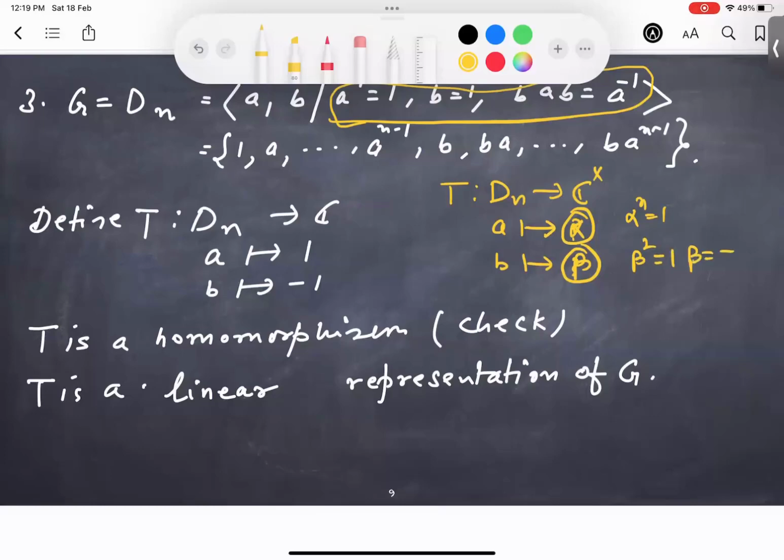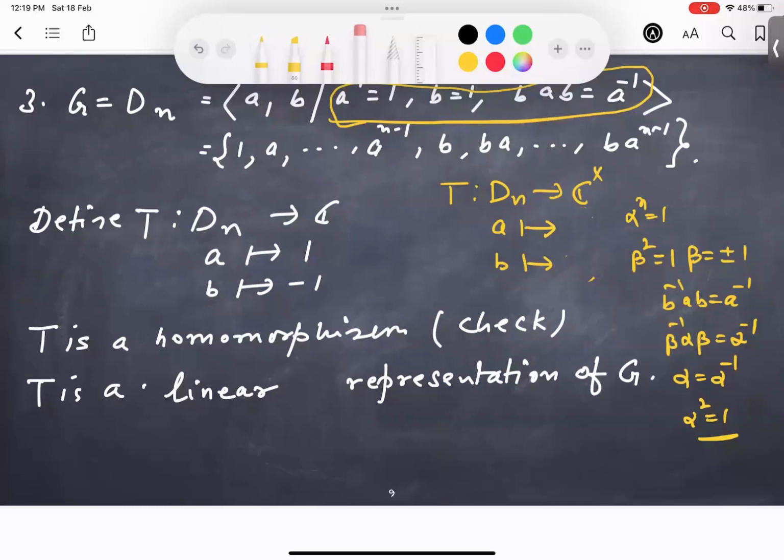But then the other relation, B inverse AB is A inverse. Because it's a homomorphism, alpha and beta should have this relation also. Because you are having linear representations, alpha and beta are non-zero complex numbers, so they commute. That means alpha square is 1, so alpha is just plus minus 1. So the only choice of homomorphisms from Dn to non-zero complex numbers is this: A goes to plus minus 1, B goes to plus minus 1. So you get these representations.